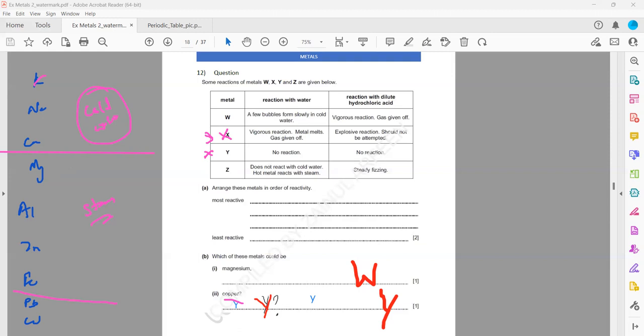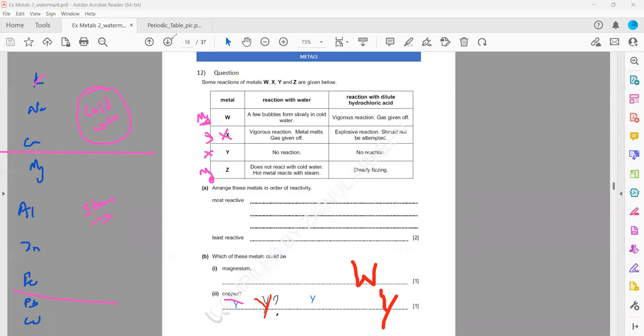So at this point, potassium, sodium, and calcium can all react with cold water, and magnesium can react with a very small amount. But when you check the reactivity here, W might be magnesium, or Z can be magnesium, according to the first column.